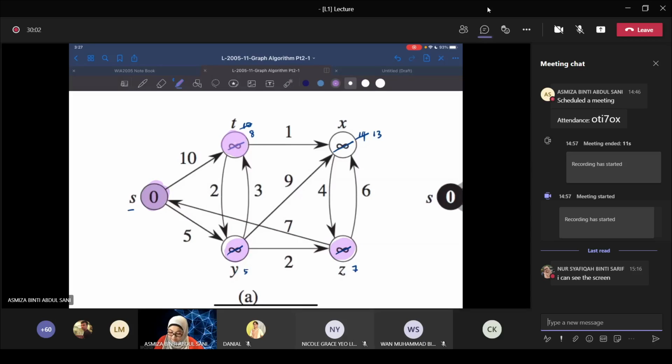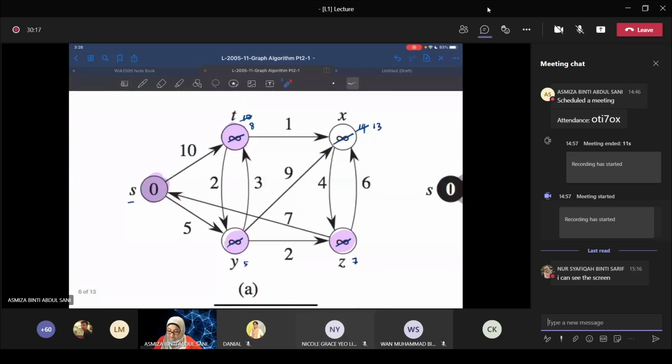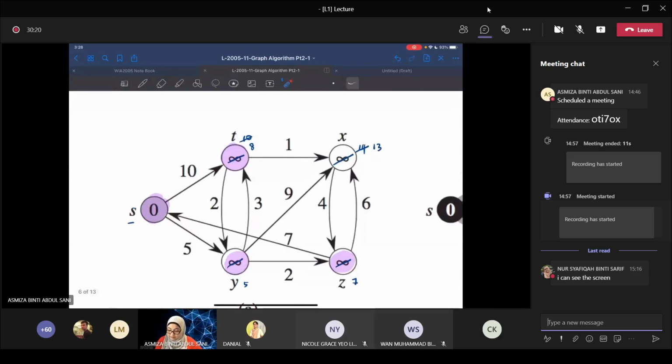Okay, so we're going to process this node, and T can go to Y. T can also go to X, right? Since Y has been processed, we're not going to be relaxing that edge. We're going to be relaxing this edge. So 8 plus 1 is 9. Therefore, we know that X can actually be reached with the distance of 9 by going through node T. So we update this into 9.